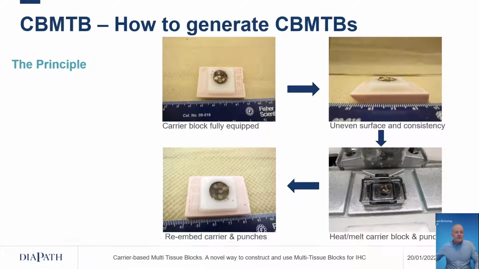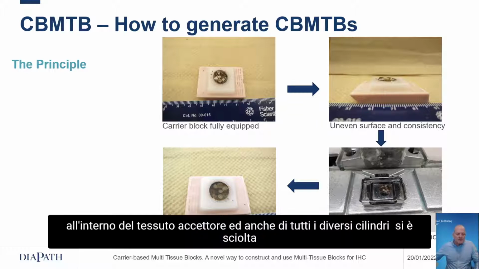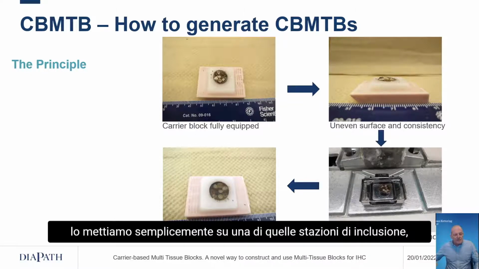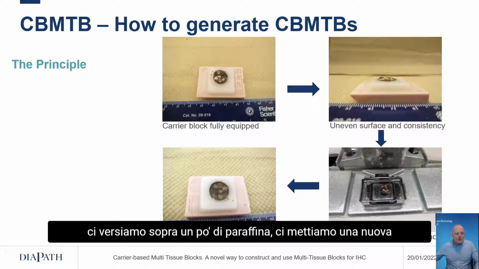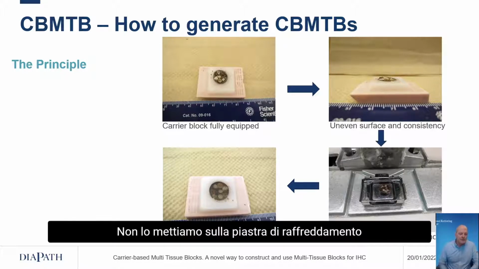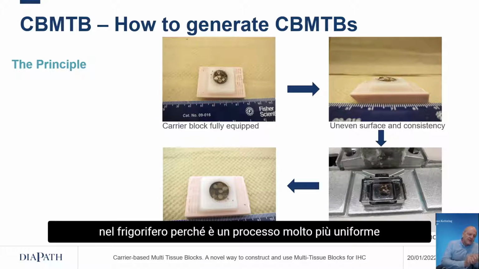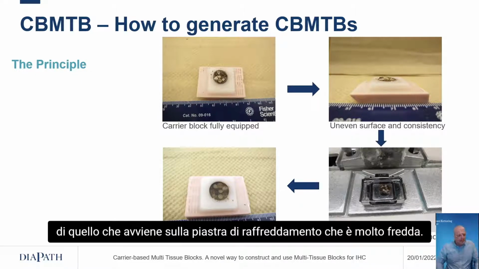Then we heat it. And once everything is melted and we are sure that the paraffin also inside all the different punches is melted, we just place it on one of those embedding stations, pour a little bit more paraffin over it, put a new cassette on top, and then put it in the fridge. We do not put it on the cold plate, and we do not put it in a freezer. Just let it get cold in a fridge, because it's a much more even process than having it on a very cold cooler plate.